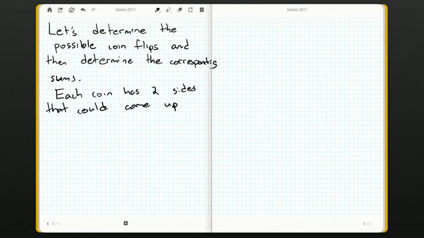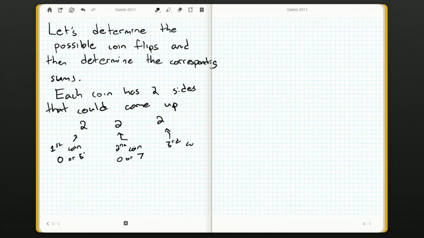So we have 2 sides that could come up for the first coin. We could have a 0 or a 5. We have 2 sides that could come up for the second coin. That's a 0 or a 7. I'm just putting them in numerical order. And our third coin has 2 sides, 0 and 10.